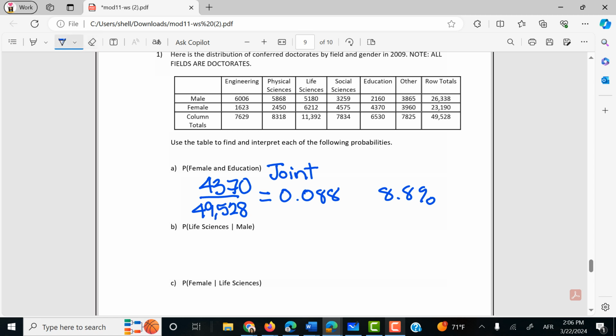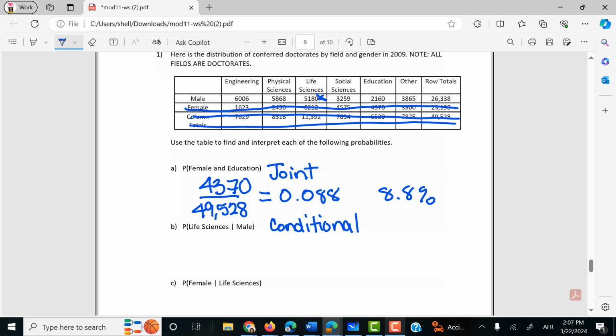Okay, now let's look at B. This is the probability of life sciences given that the person is male. This is called conditional probability. The condition is that we only want to look at males, so since we're only interested in the males, I'm going to cross out the other numbers and erase it in a few minutes when we get to C. What do we want to know about the males? How many of the males chose life sciences? Here's the life sciences, 5,180, and we divide it by the total number of males. This gives the probability of life sciences given that we're only looking at the males.